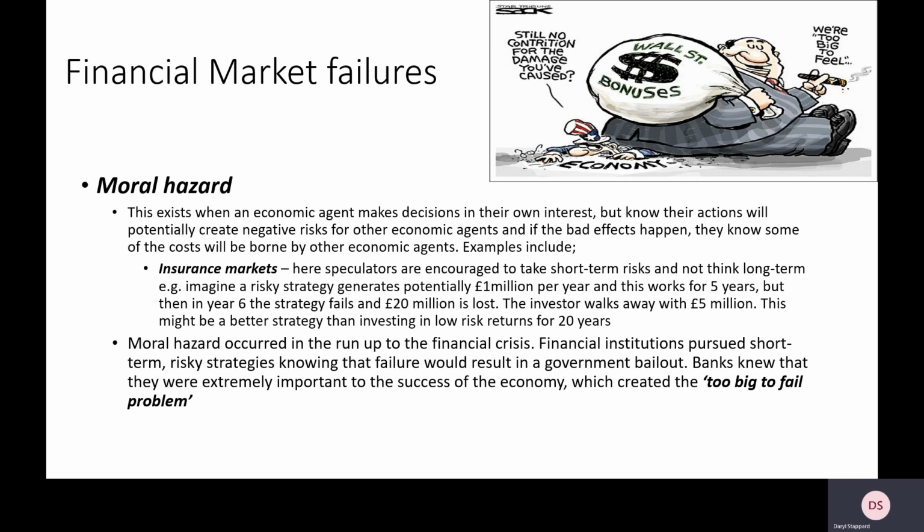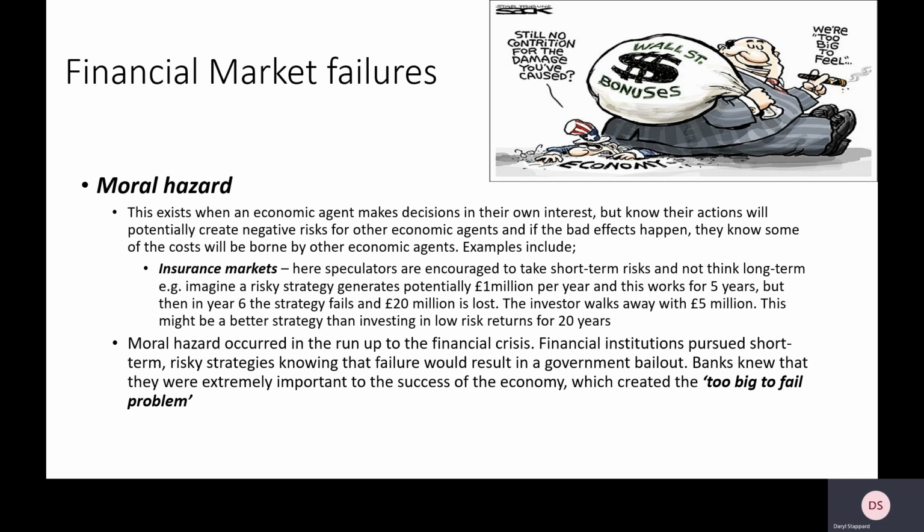Now you've got another example here. Look at this, speculators. People that make money in financial markets are often encouraged to take short-term risks. So look at this example. Imagine a risky strategy generates potentially £1 million per year, and that works for 5 years. But then in year 6, the strategy fails and £20 million is lost. Now the investor will still walk away with the £5 million from the 5 years of that risky investment working, but they will then leave that £20 million loss to the business that they work for, or the government to bail them out. So it's encouraging excessive risk taking. If it works, you bank the profits. If it doesn't work, you walk away and leave someone else to pick up the pieces.